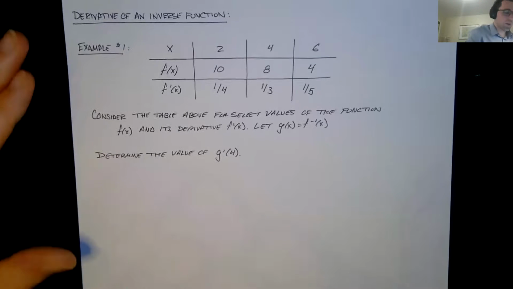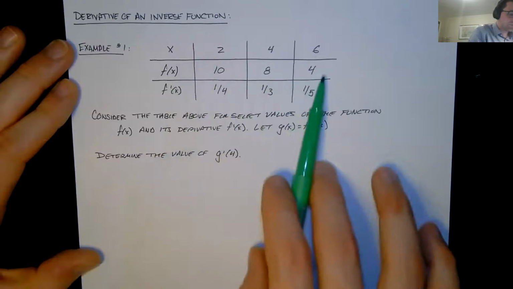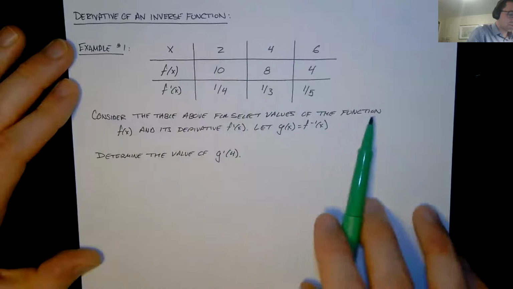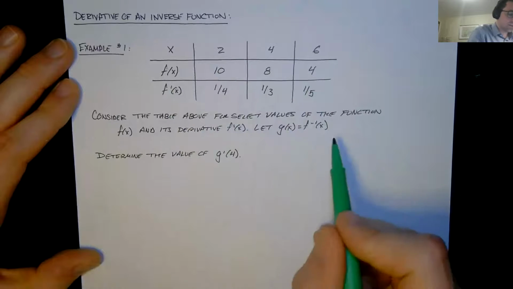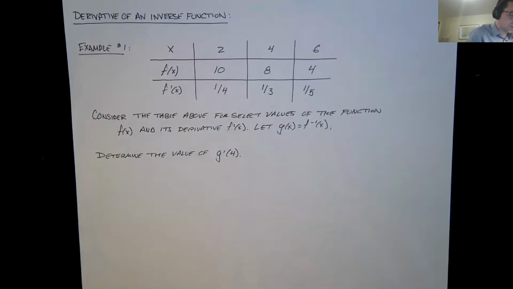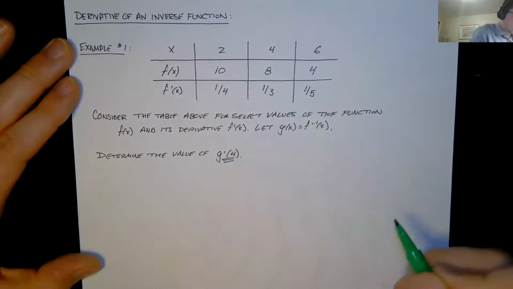All right, here we go. So I have this table of values. Consider the table above for select values of the function f of x and its derivative f prime of x. Let g of x equal the inverse of f. Determine the value of g prime of 4. All right, so I'm looking for the derivative at 4.